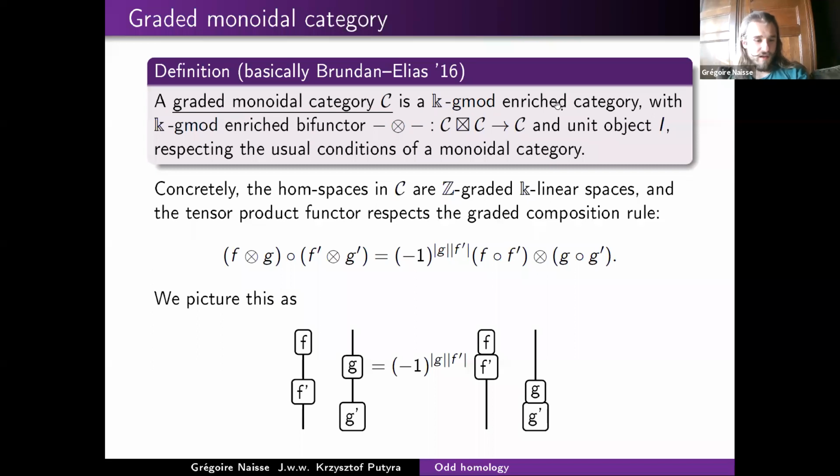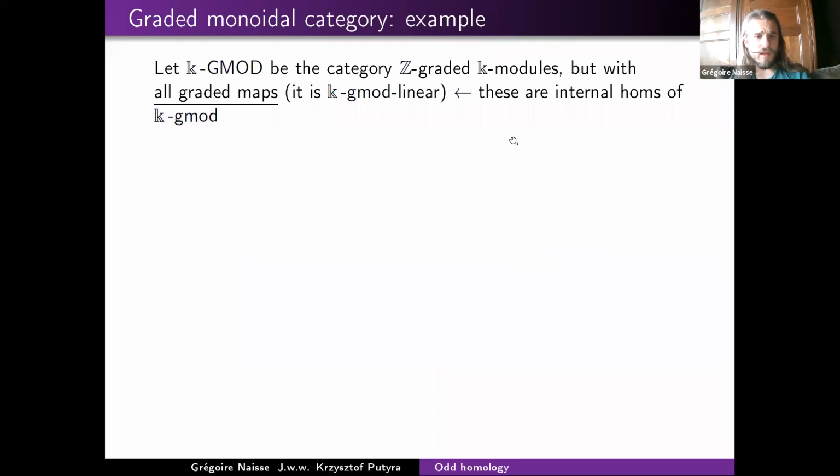Okay, let's look at an example. What we can do is look now at the category K big G mod. So it is a category again of the graded K modules, but now you take all graded maps. So your morphisms are finite sums of homogeneous maps. And so of course this is KG mod linear. Another way to say it is that you just replace the Hom space with the internal Hom space of KG mod.